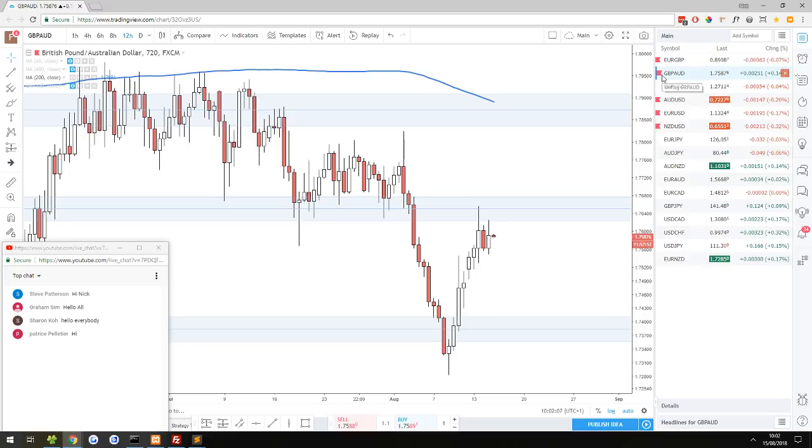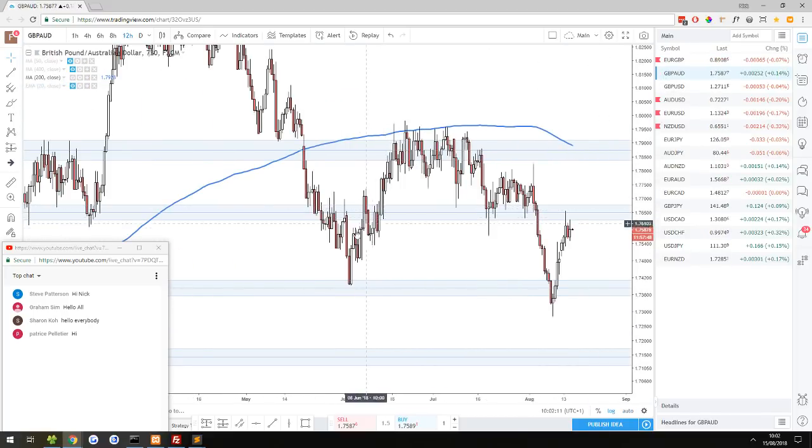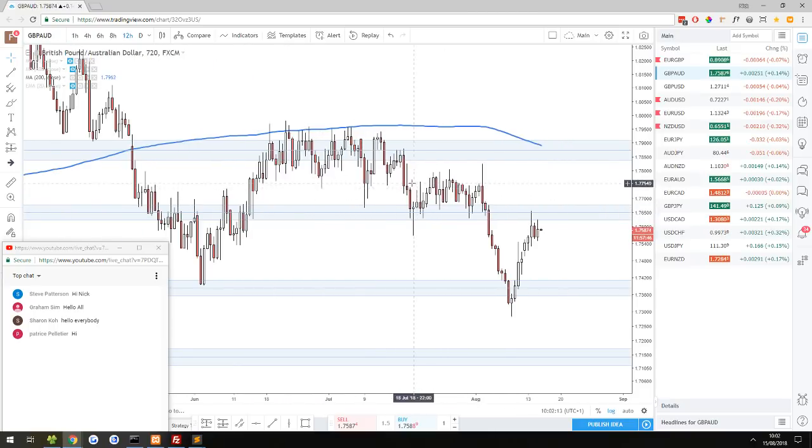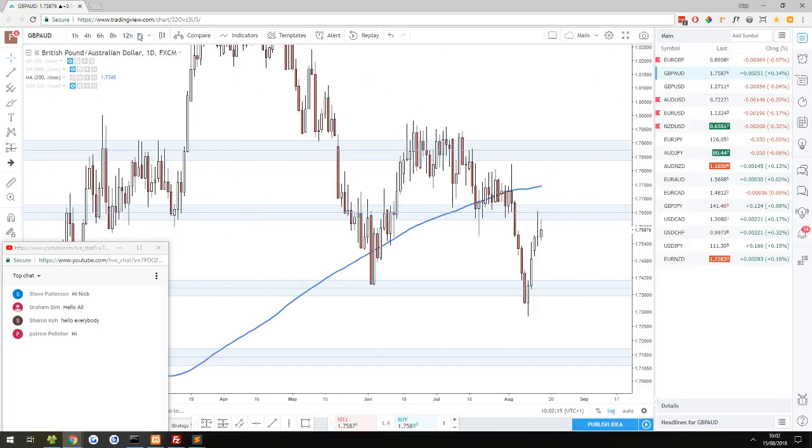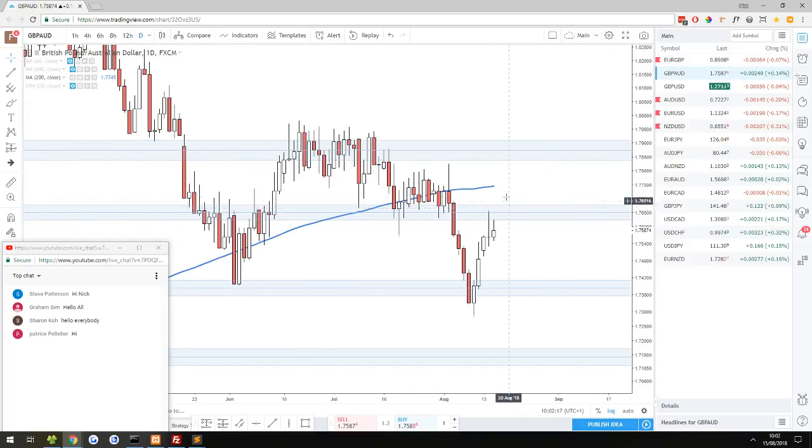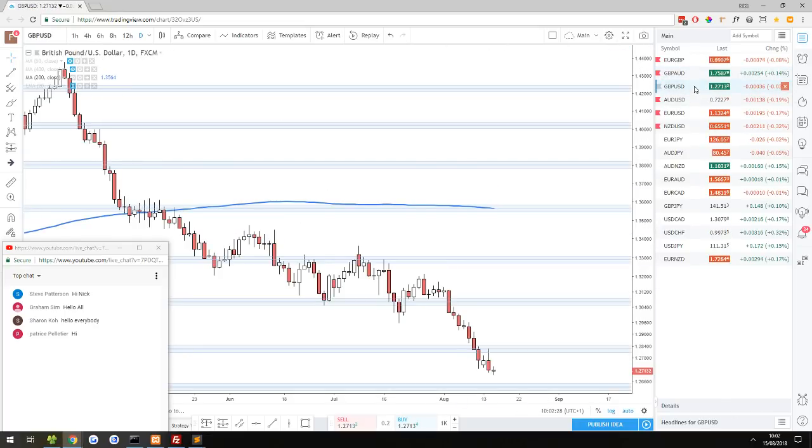Right, GBPAUD. GBPAUD stalling at this resistance area. This looks like it could turn into a tradable setup soon, but right now it's not really turning into a solid setup. We were looking at this one yesterday. It didn't really trigger yesterday. It still hasn't triggered. So let's keep a close eye on this one still.